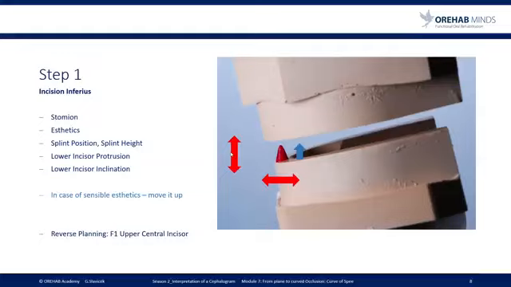So, step 1, to create this curved occlusion, we start with incision inferius, decision-making process, stomion, aesthetics. We have pre-treated the patient with a splint, so the splint height can be used as well. The lower incisor protrusion, the lower incisor inclination, steward angle. We have a lot of parameters to understand the correct position from a vertical and sagittal point of view for the incision inferius.